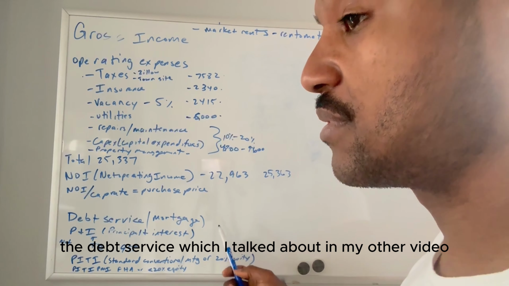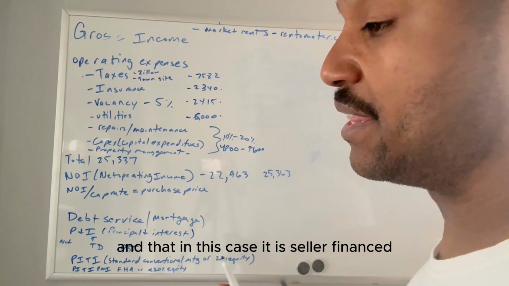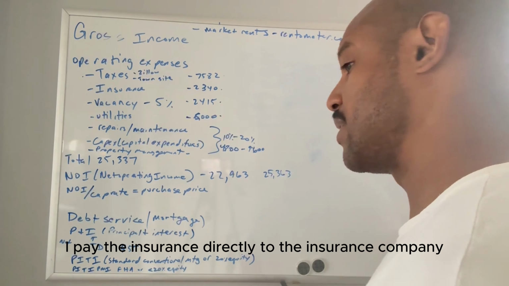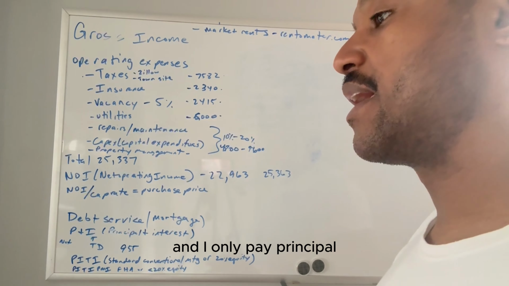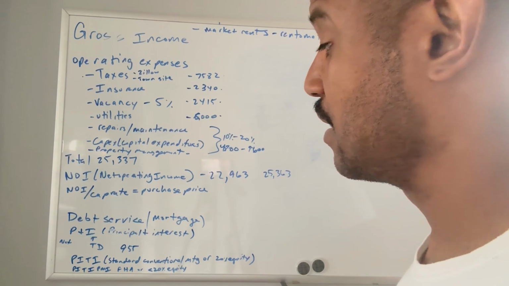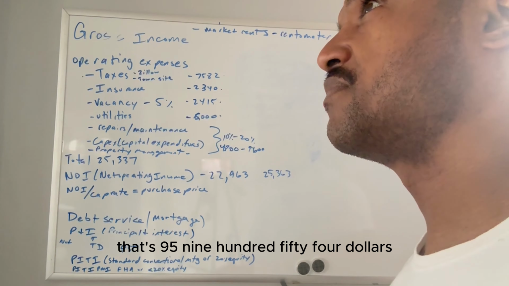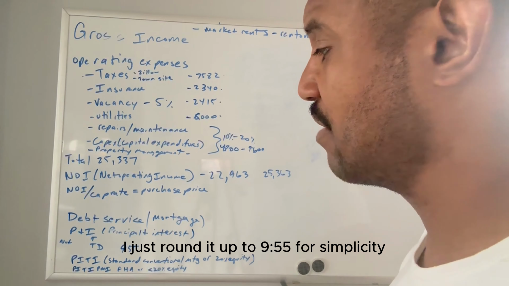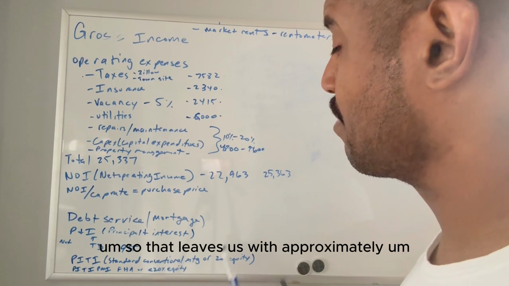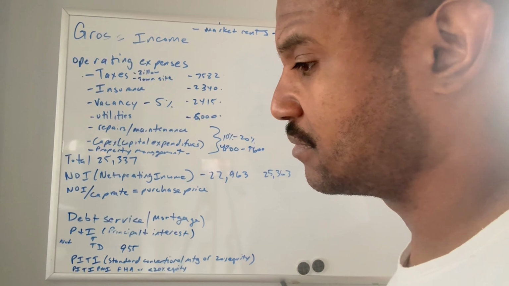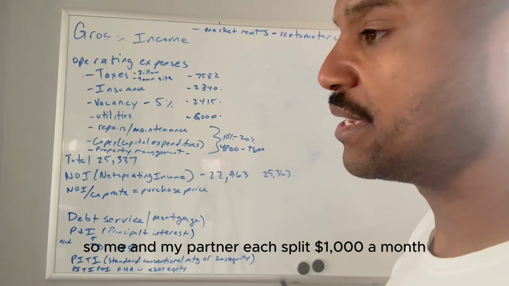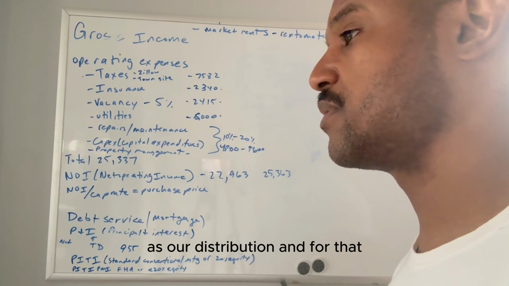The debt service, which I talked about in my other video, in this case is seller financed. So I pay my taxes directly to the town. I pay the insurance directly to the insurance company. And I only pay principal and interest to the previous owner because he's the one holding the note. And that's $954.83. I just rounded up to $955 for simplicity. So that leaves us with approximately, just for easy numbers, about $1,000 a month. Me and my partner each split $1,000 a month as our distribution.